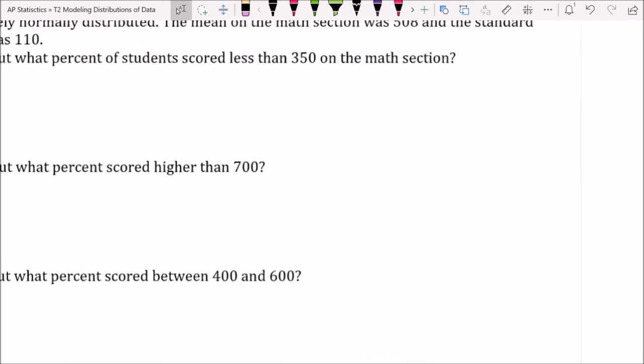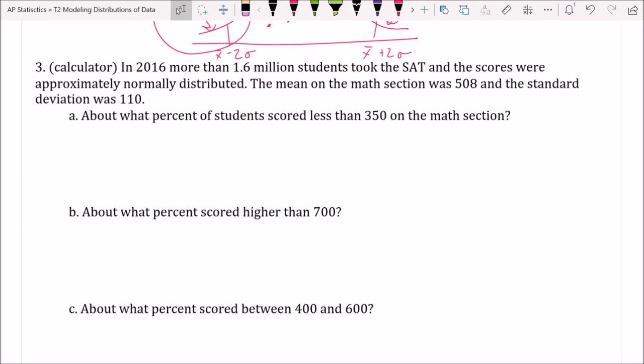Number 3, and we're going to be doing 4 examples today. So this is our third of 4. Now we're going to be able to use the calculator.